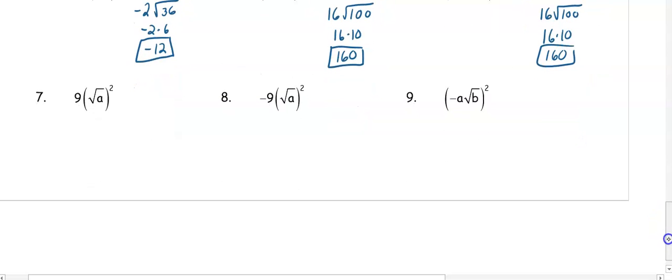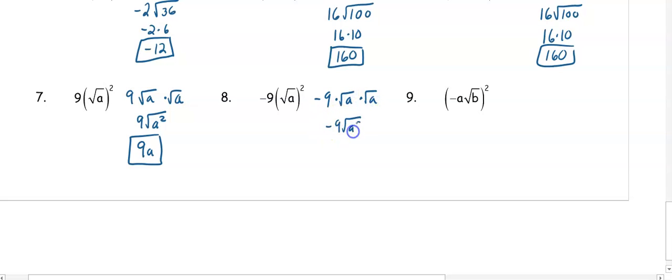Now the last few have a variable in them. So in number 7, we have 9 times the square root of a times the square root of a. So we have 9 square root of a squared because there are 2 a's. When we take the square root of a squared, we get 9a. In number 8, we have negative 9 times root a times root a. So we have negative 9 root a squared. Root a squared, when we split that in half, just gets us a, so we have negative 9a.